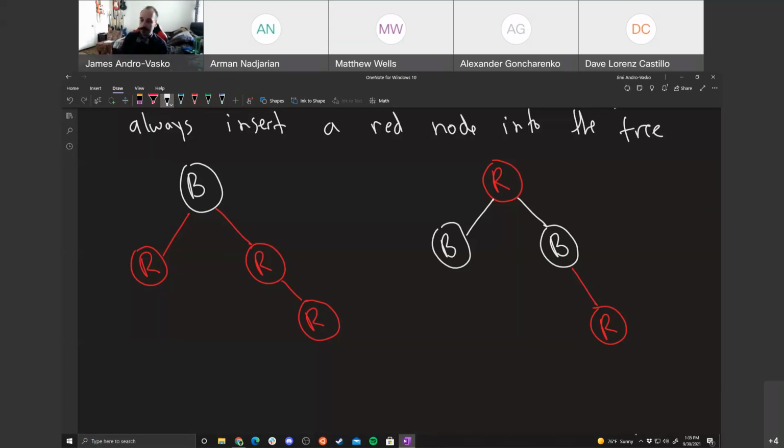Now, of course, let's say the red node was the left child instead. I would have had it like this instead.